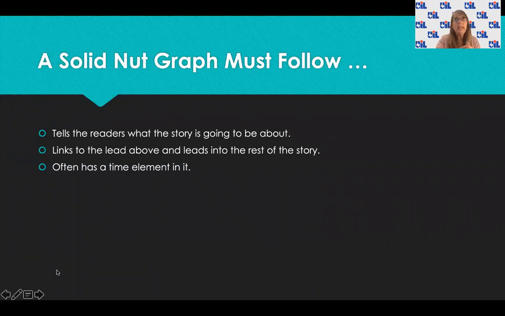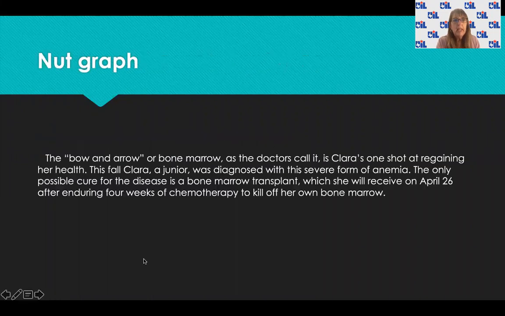remember, we want to link our lead to our nut graph, or our nut graph back to our lead. So the nut graph that I wrote is: The bow and arrow, or bone marrow, as the doctors call it, is Clara's one shot at regaining her health. This fall, Clara, a junior, was diagnosed with a severe form of anemia. The only possible cure for the disease is a bone marrow transplant, which she will receive on April 26th after enduring 4 weeks of chemotherapy to kill off her own bone marrow.